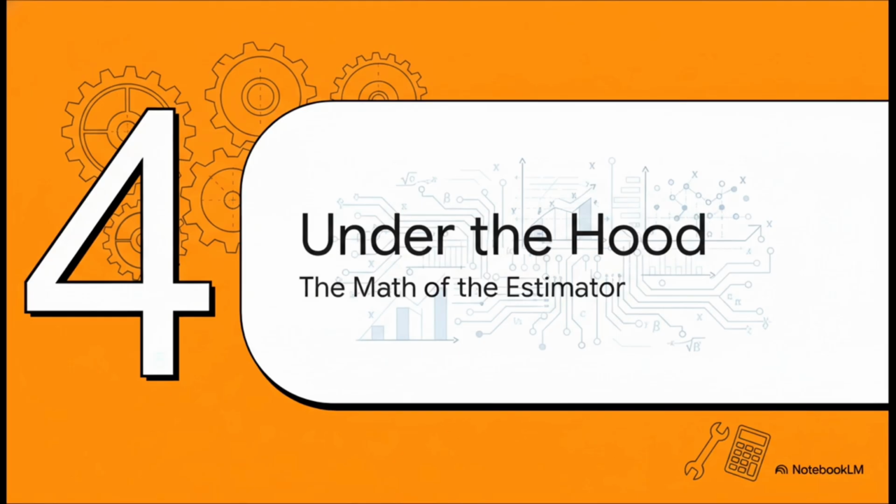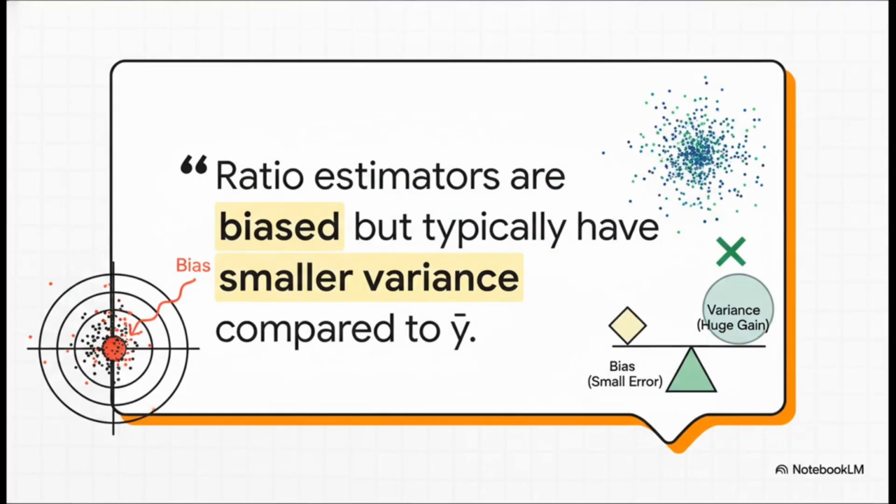This is where we move from just intuition to statistical proof. All right, here's the big trade-off, and it's super important. Ratio estimators. They're technically biased. What that means is if you average the results from all possible samples, you wouldn't land exactly on the true value. There's a tiny systematic error.